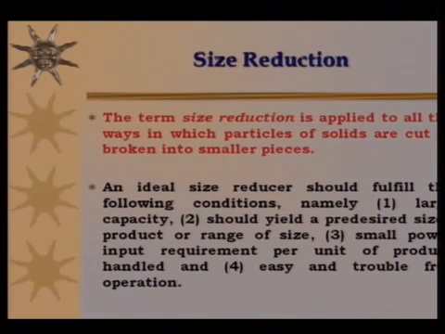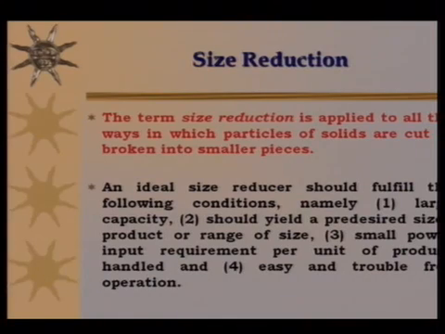I'll get down straight away to the first and very important unit operation in food engineering, that is size reduction. The term size reduction is applied to all the ways in which particles of solids are cut or broken into smaller pieces. An ideal size reducer should fulfill the following conditions: it should have a large capacity, it should yield a pre-desired size product or range of size, it should have small power requirement per unit of product handled, and it should be easy and trouble-free as far as its operation is concerned.